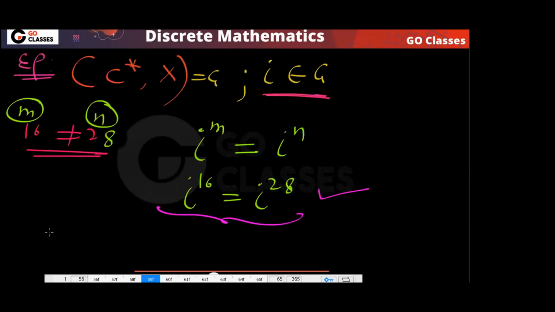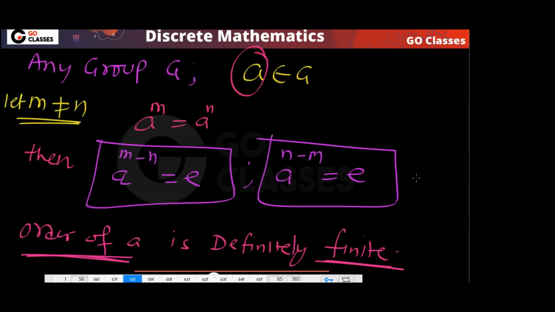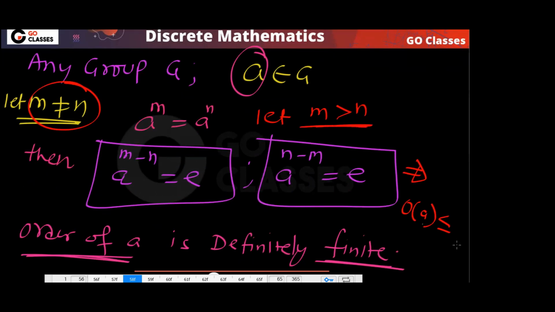So what I am saying is, from here, what can you say? It means order of A is less than or equal to, because both are different, right? Both are different, so let's assume one of them is greater. Then tell me, what can I say? I can say order of A is less than or equal to n minus m. Sorry, order of A is less than or equal to m minus n.